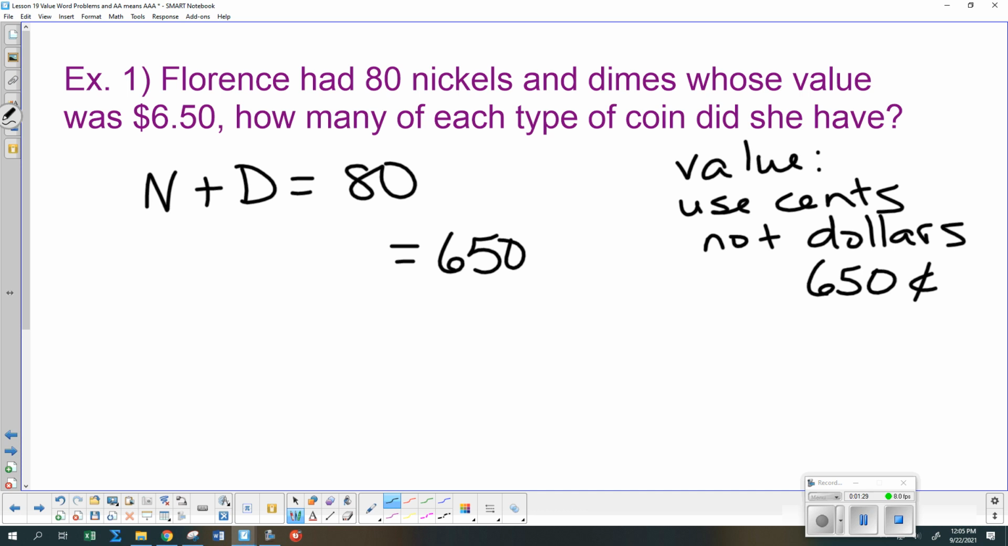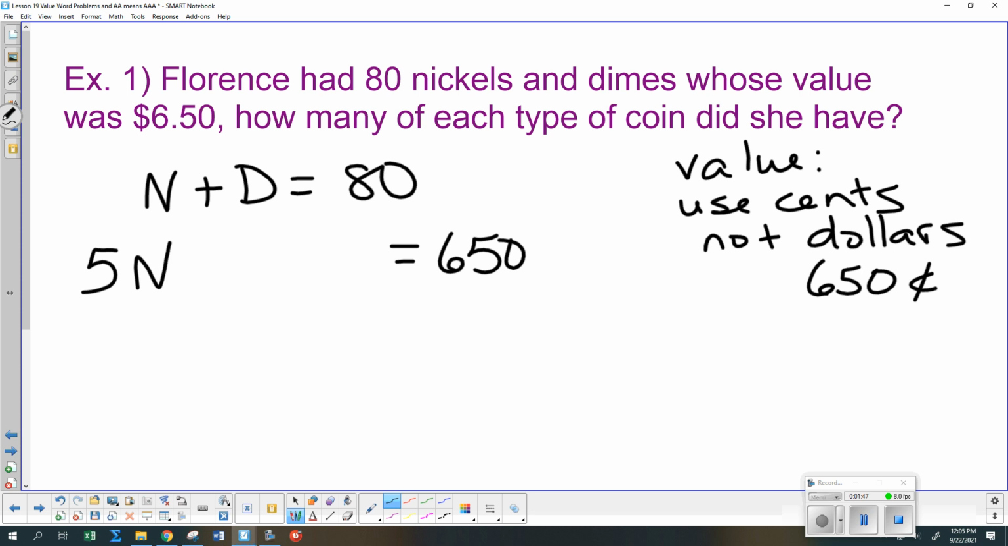Everybody, a nickel's worth how much? 5 cents. So if you have 1 nickel, it's worth 1 times 5. If you have 2 nickels, that's worth 2 times 5. If you have 3 nickels, it's 5 times 3. 4 nickels is 5 times 4. We're not sure how many we have, but the value is 5 times however many we have.